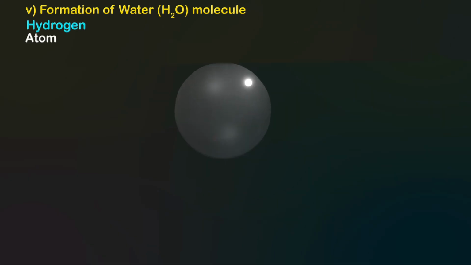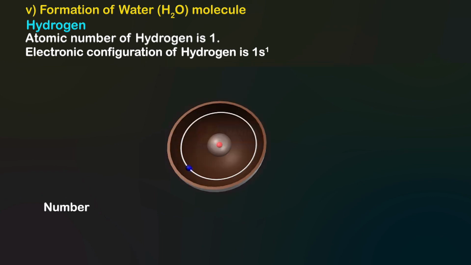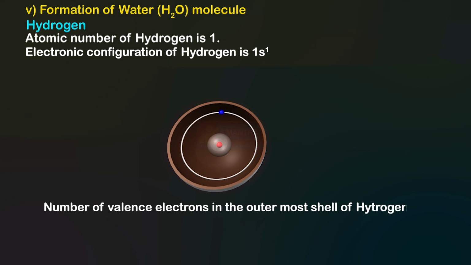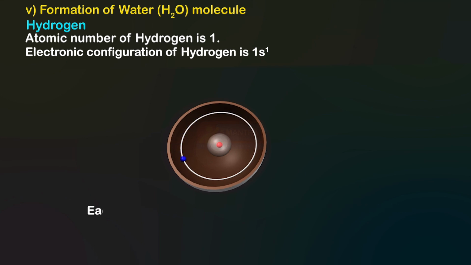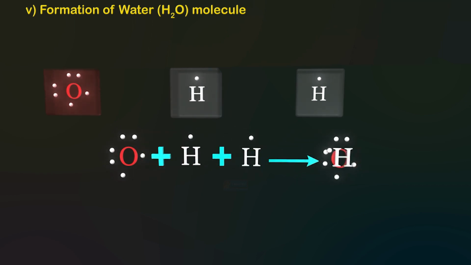Hydrogen. Atomic number of hydrogen is 1. Electronic configuration of hydrogen is 1s1. Number of valence electrons in the outermost shell of hydrogen is 1. So each hydrogen can pair up with 1 atom. 1 oxygen atom can pair up with 2 hydrogen atoms and form water molecule.